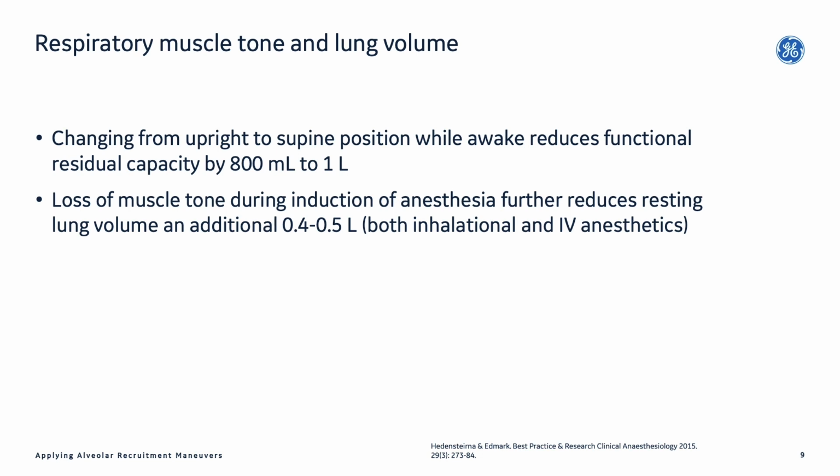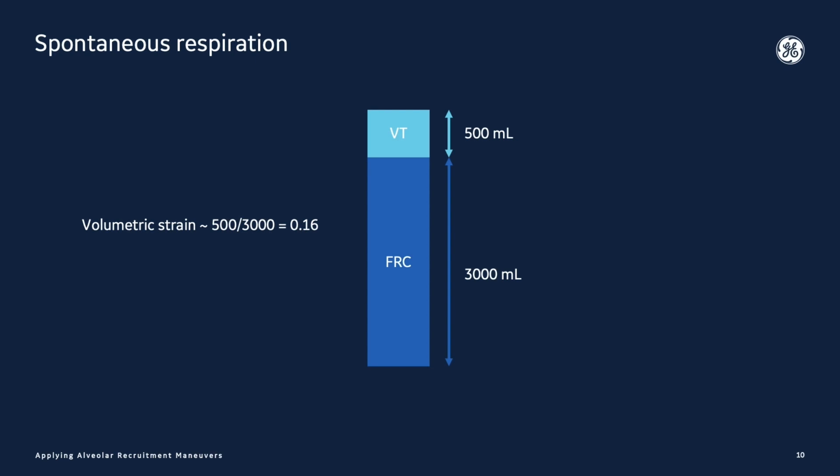Note that when we're providing positive pressure ventilation after anesthesia induction, we usually refer to end expiratory lung volume, or EELV, rather than FRC, but the terms are often used interchangeably. So here we see a spontaneous respiration occurring with a tidal volume of about 500, FRC of 3 liters, as we talked about, producing a volumetric strain of about 16%. Again, this is the normal, upright, spontaneously breathing individual.